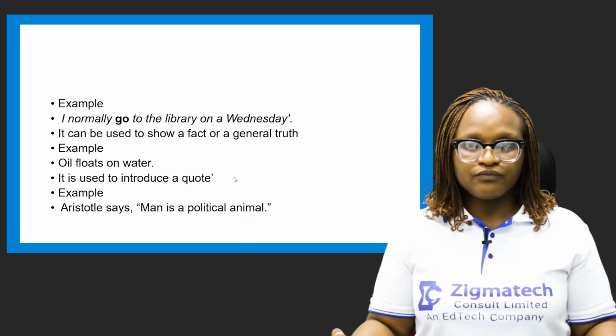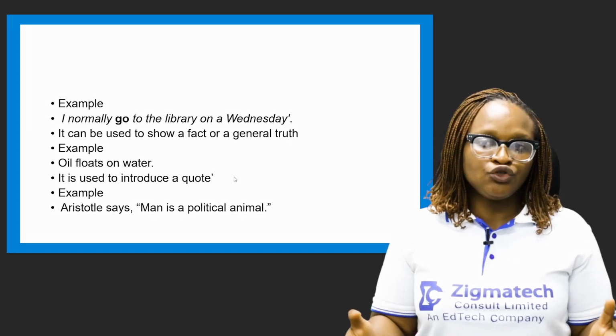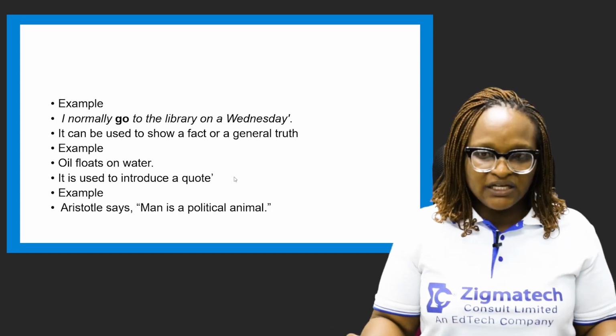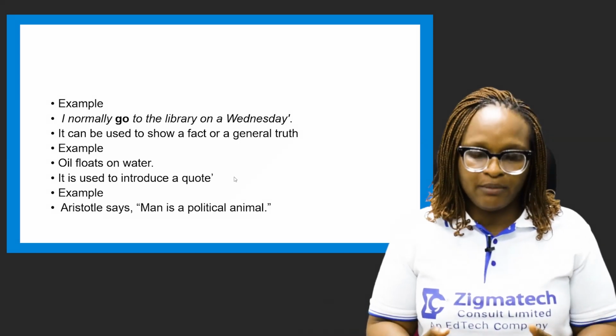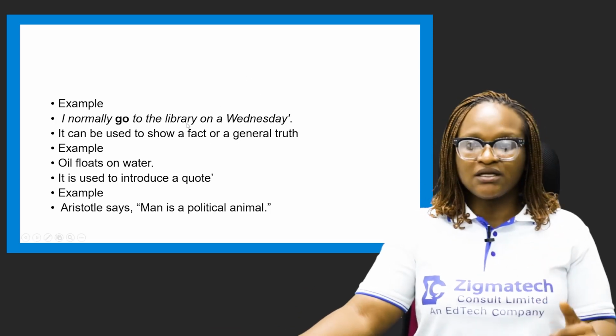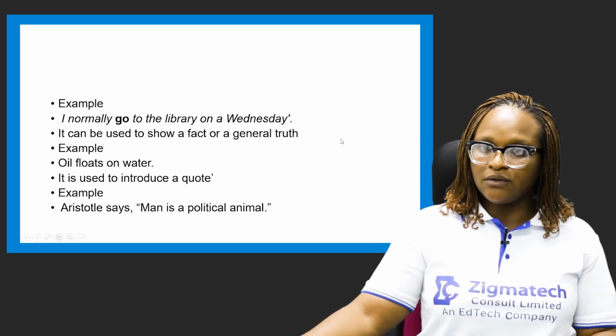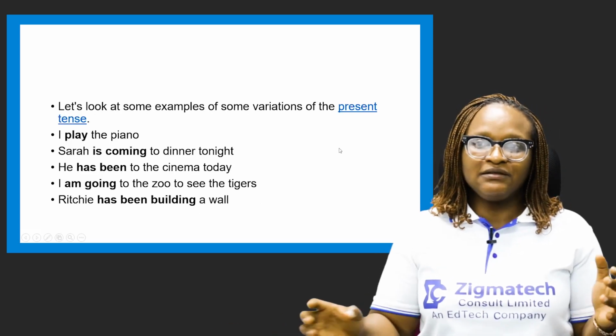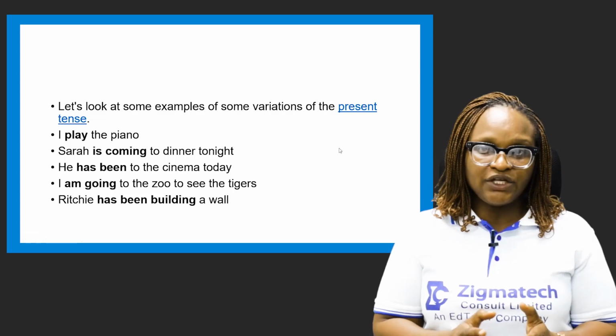General truth. Then we use it to introduce a quote. Aristotle says. That says is a present form of a verb stated by an individual. So Aristotle says man is a political animal. Now, that's that for the introduction of the present tense.